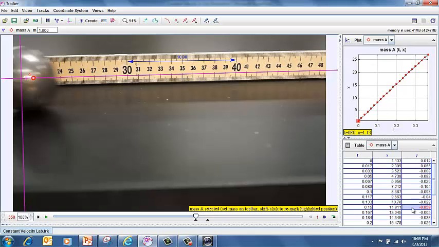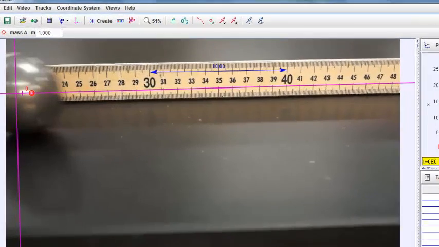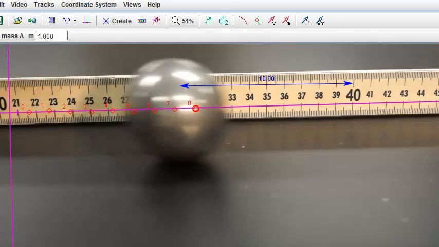Here's my experiment. I had a steel ball I rolled on a level table. I put a meter stick behind it so I'd have a sense of scale. I only ran it for a short period of time. Right about here is where I track the initial position. I use the reflected spot, so I choose the same spot on the ball as it rolled across the screen. There goes the ball.